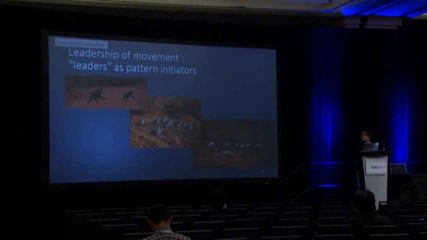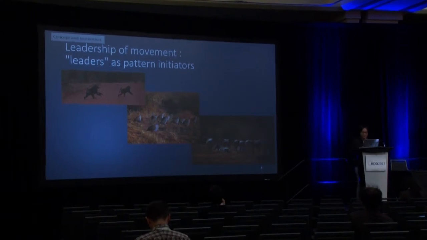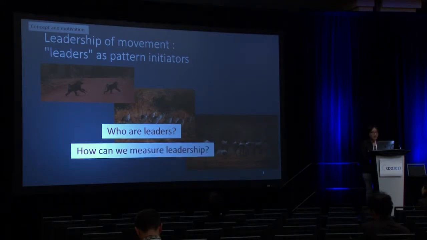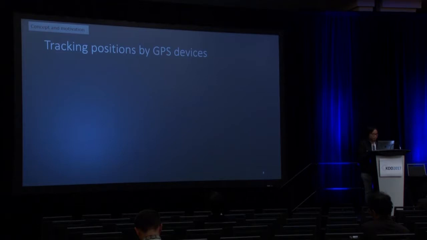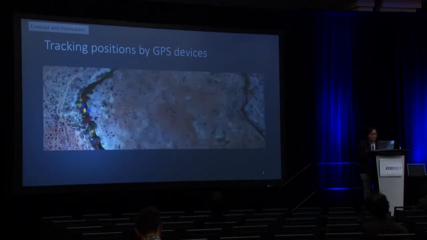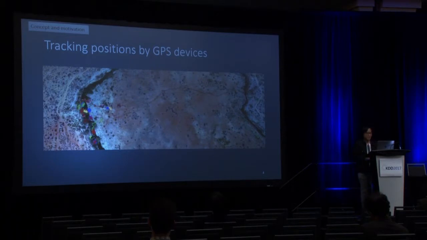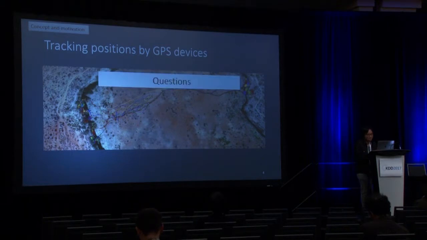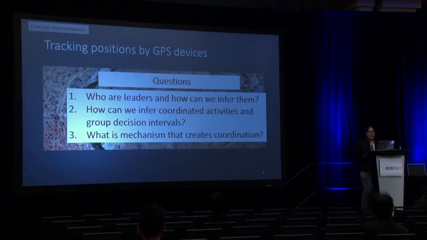Here's our inspiration when we look at animal data like this. Here's a question. Who are the leaders of this animal, and how can we measure leadership? Nowadays we have GPS devices that we can use to track animal positions. Here's an example of baboon trajectories from Kenya that Professor Crowfoot, one of our co-authors, collected in 2012 in Kenya. We have time series of positions like this. Who are the leaders and how can we infer them?